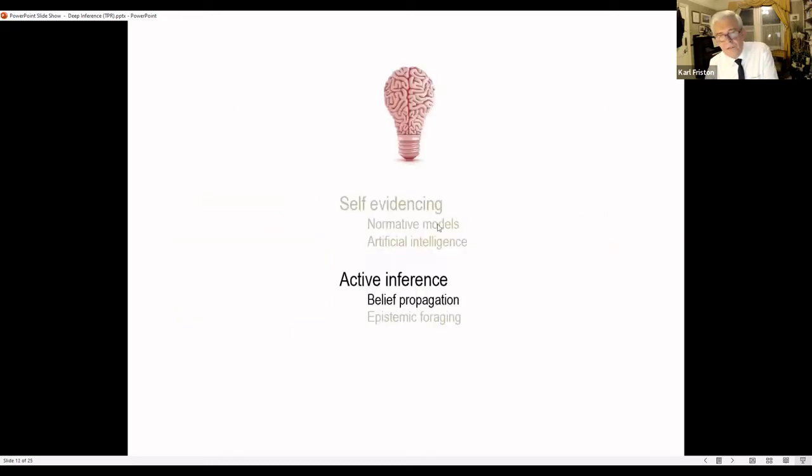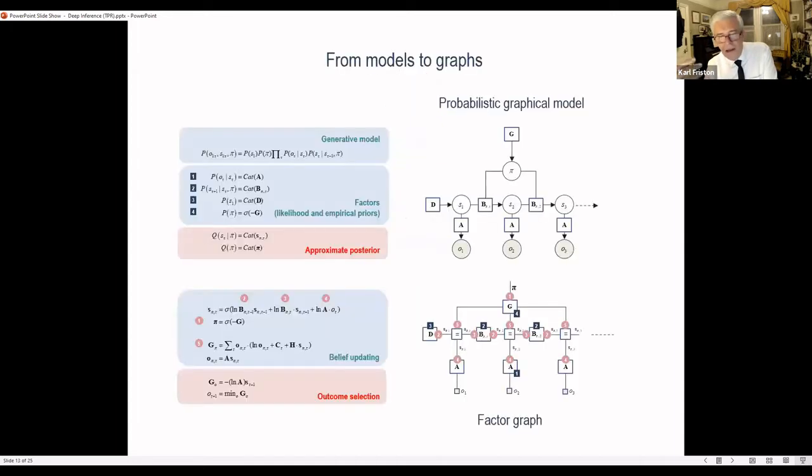And so for the rest of the talk, I'm just going to illustrate how you can use that Bayesian mechanics and active inference to understand message passing in the brain, belief updating, computational functional architectures. And then I'll finish with a brief illustration of reading or sampling where to look next.